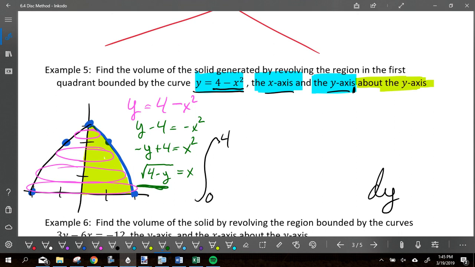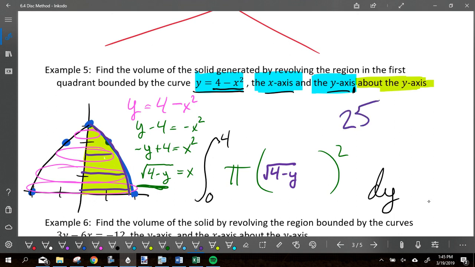It's a circle because I'm revolving, so it's always pi r squared. What's going to go inside the parentheses? The right line, which is this line right here. The square root of 4 minus y, minus the left line. What's my left line going to be? The y-axis, it's 0. So from there to there, from there to there, from there to there, it's just that thing squared. You type that into your calculator, you hit enter, you should get 25.133.